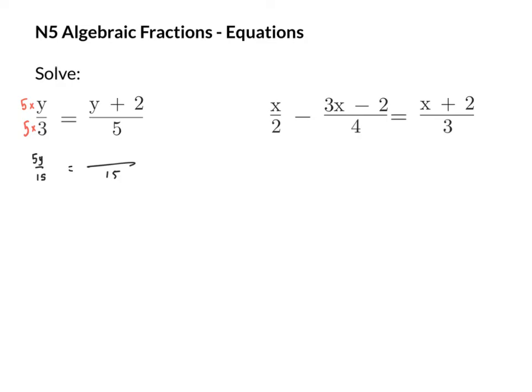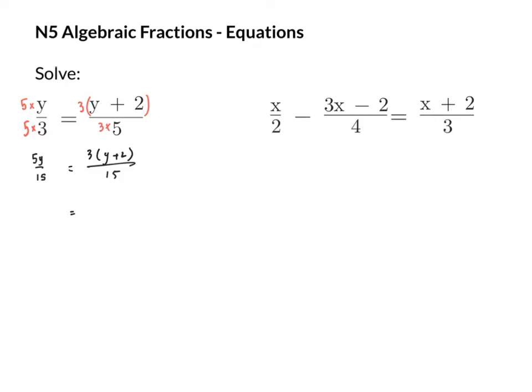If I look at the right-hand side of the equation, I'm going to have to times this 5 by 3. If I've times the bottom by 3, I need to times everything on the top by 3. So notice the brackets there. 3 lots of y plus 2.